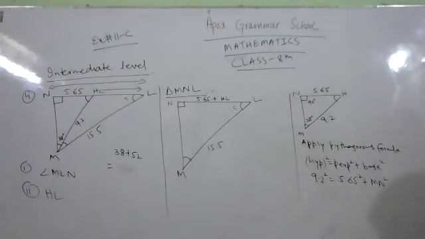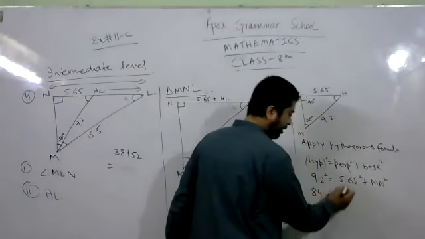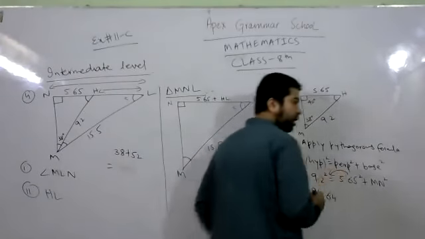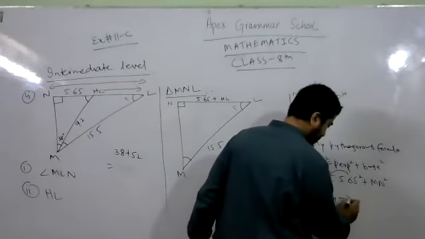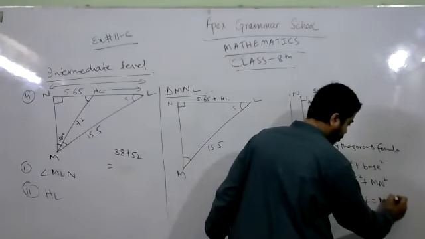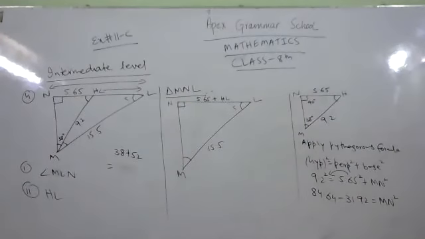9.2 square is 84.64. This 5.65 square is positive and will be negative here, so you can subtract it. 5.65 square is 31.92. Subtracted, it is equal to MN whole square. Now subtract them. 84.64 minus 31.92, that is 52.72.